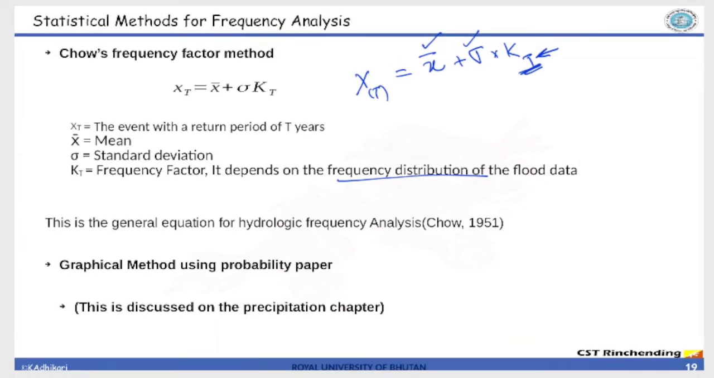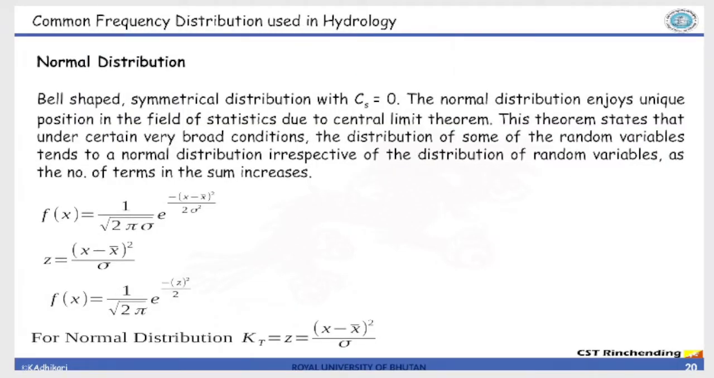In our previous class we also did the graphical method, which is known as position plotting. That was in the first chapter, so if you have forgotten about it, please do revise that. Now, as I said, the frequency factor depends upon the distribution, so let's discuss what distributions are available.